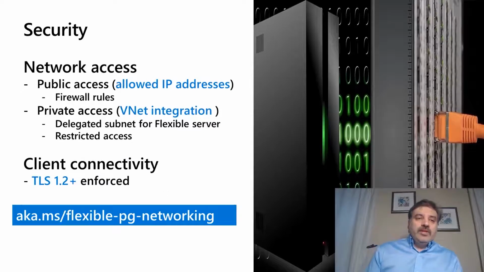From a networking perspective, flexible server supports two modes of access. One is public access, which uses a public endpoint. It is resolvable publicly using a DNS address, and you can restrict which IPs can access it using firewall rules. Flexible server also allows private access using VNet integration. Servers in an Azure Virtual Network can only be reached through a private IP address. You can create a separate subnet for deploying your flexible server and define rules on which clients can access it. From the client connectivity perspective, we enforce TLS 1.2 and above.